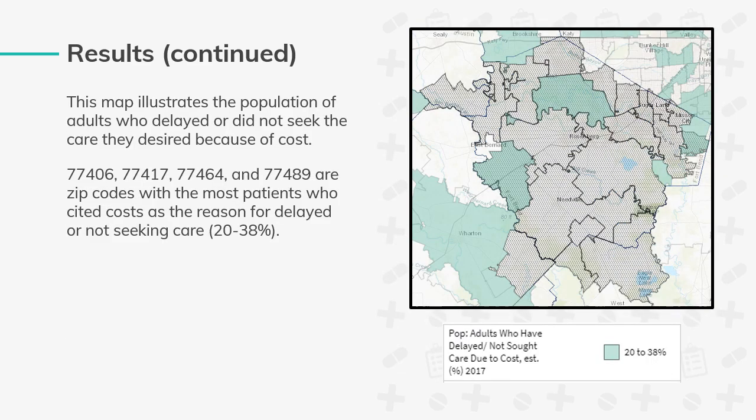This map shows the adults in Fort Bend County that did not seek the care they wanted because of financial reasons. As I mentioned earlier, access to care is a probable predictor of metabolic syndrome, and this map shows where they are located. Here, some underserved areas have between 20 to 38% of episodes of medical reluctance.